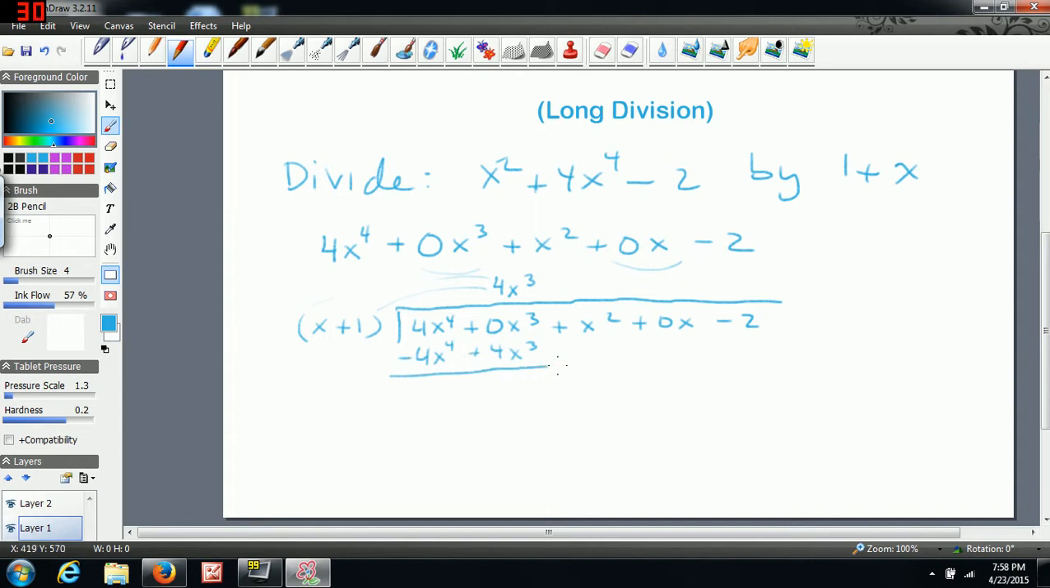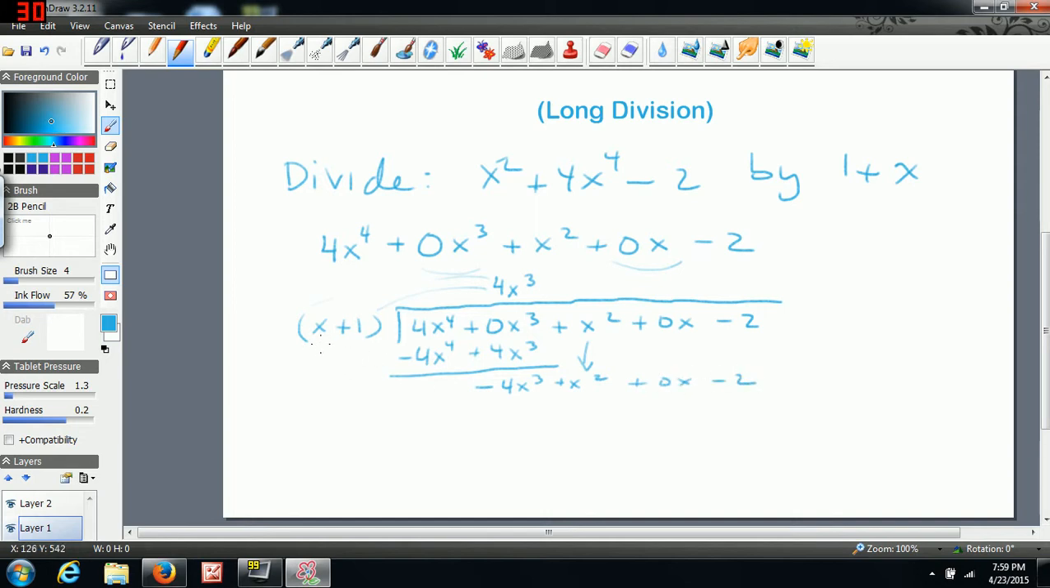And then you subtract. So then when you subtract these, you get 4x to the 4 minus 4x to the 4 is 0, and then 0x cubed minus 4x cubed is going to give us negative 4x cubed. And then what you're going to do is bring down this value. So that's going to become x squared, okay? And actually, you can bring down everything, so plus 0x minus 2.